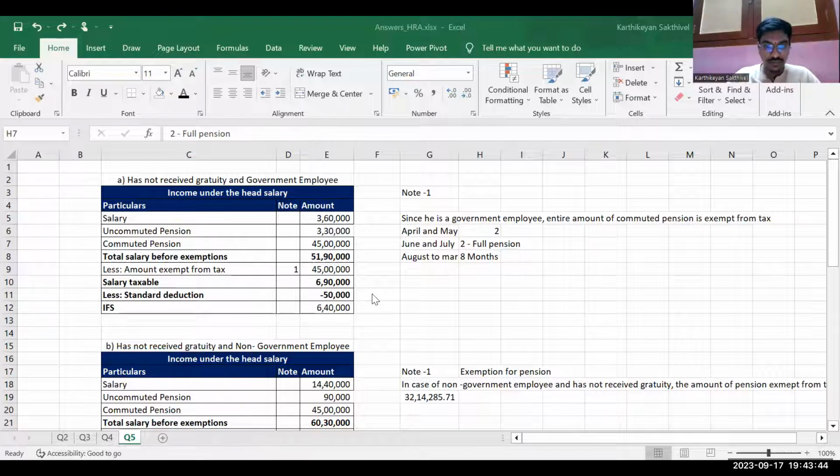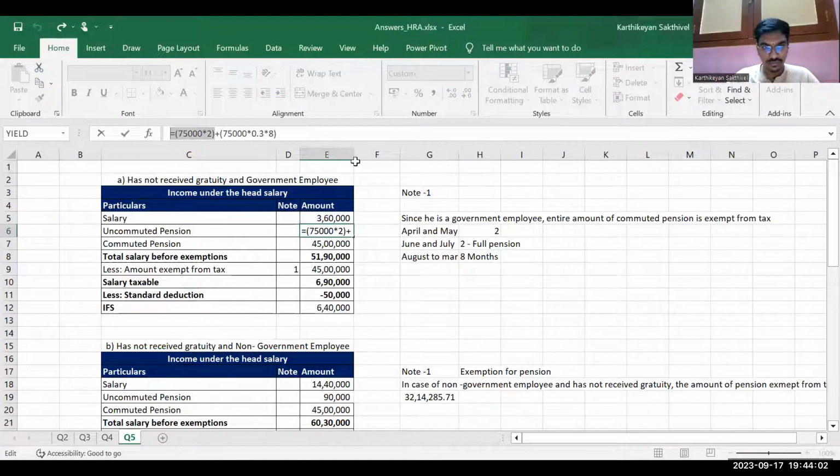Sir, I understood that we are not calculating from the date of retiring, sir. But what did we do with those 2 months, sir? Which 2 months here? Like June and July, sir. June and July full pension. So it will be 75,000. June and July will come under uncommuted pension, sir. Yeah, it will come under uncommuted full pension. Okay, only 30%? No, there is no 30% because the pension is not commuted there, right?